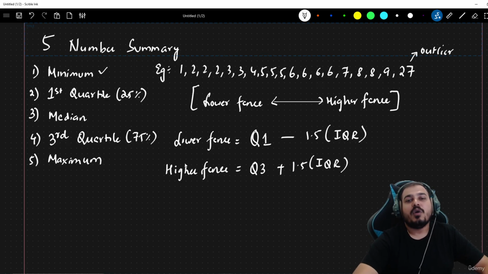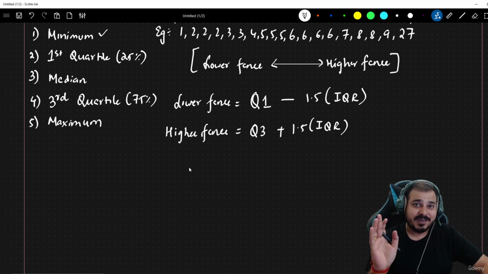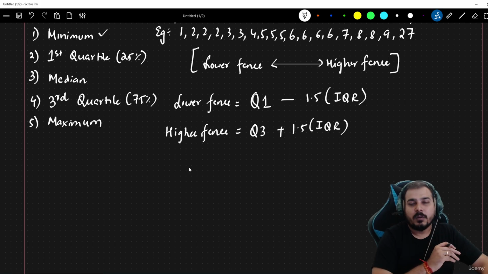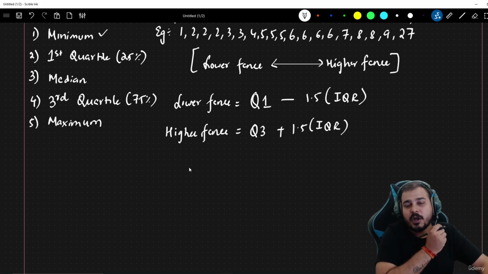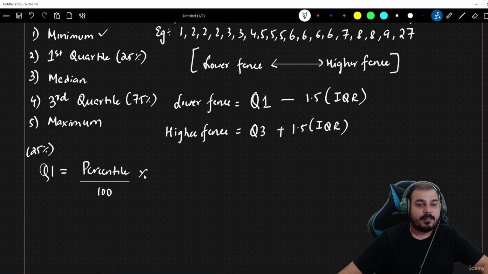Now when we compute the lower fence and higher fence, anything that is greater than the higher fence will be removed as an outlier. Anything lower than the lower fence will be removed as an outlier. Okay, it may also be a very small number. Now first of all, let's go and compute Q1. Q1 is nothing but the 25 percentile. And if I really want to compute the position of the 25 percentile in this distribution, then my formula will be percentile divided by 100 multiplied by n plus 1.